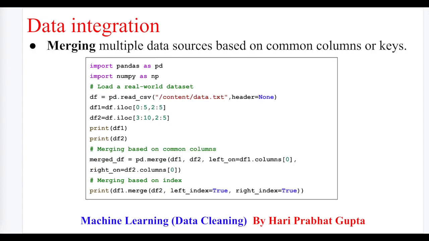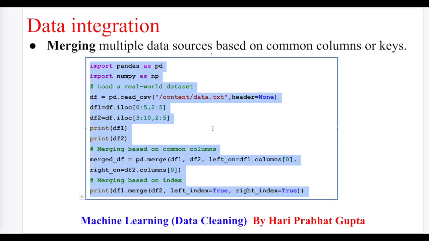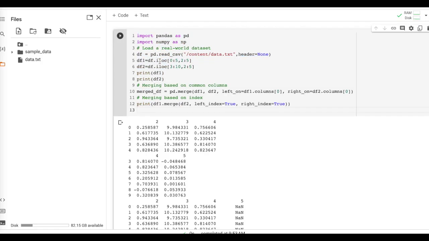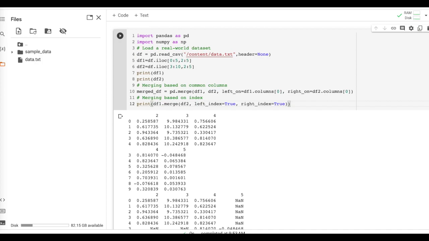So in this case, we are merging data sources based on the common columns or the key. Here you need some column which is common in both the data sets. So we copy this program once again, similar to the previous one, and we paste it here. Almost everything is the same as what we have seen.